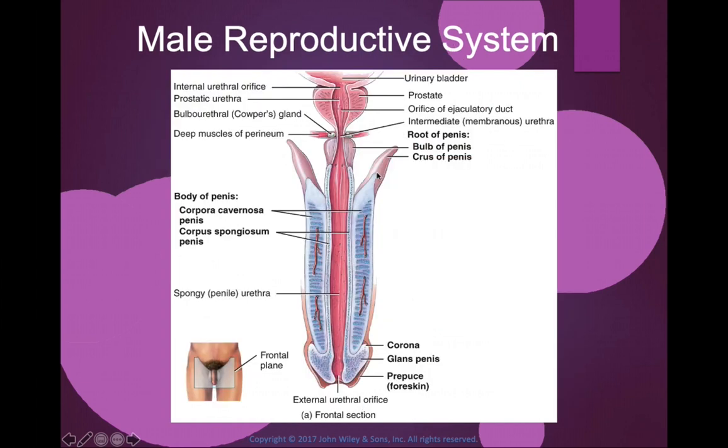Again, another view here, we have some deep muscles that can constrict to stop the urine flow, or open up to allow the flow of urine through here. Here's the prostate, prostatic urethra, and then here's the spongy urethra. We can see that there are blood vessels that go through the corpus cavernosum and corpus spongiosum. In response to nitric oxide, these blood vessels dilate, they engorge with blood, and that helps the male maintain an erection.